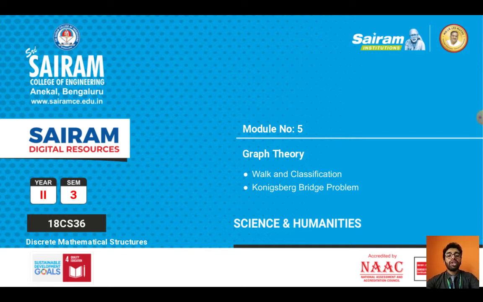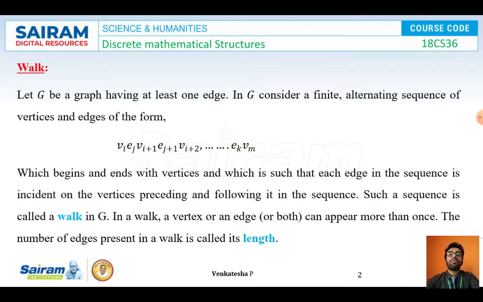In this lecture video, we'll be discussing walks and their classification, and also the Königsberg bridge problem. First we will define a walk. To define a walk, we must have a graph having at least one edge. A walk is a finite alternating sequence of vertices and edges, and that sequence must begin with a vertex and end with a vertex. Those kinds of sequences will be called a walk.